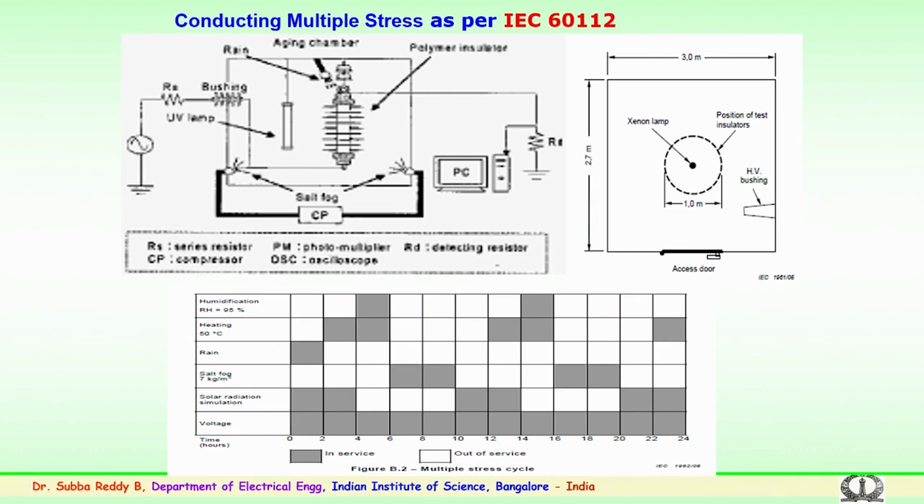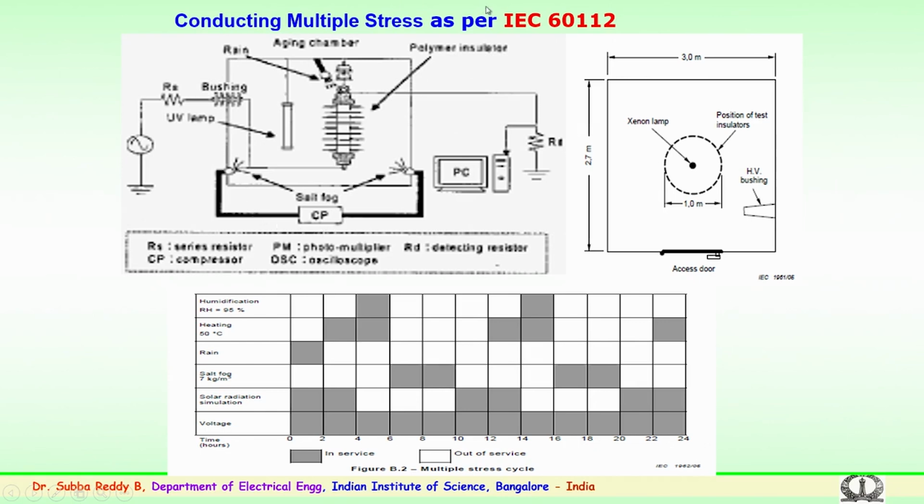So, after the rotating wheel aging experimentation, further multiple stress experimentation is carried out. Multiple stress is an important experimentation which is typically carried out for a very long period of time. Say, as per the initial standards mentioned, the experimentation has to be carried out for 5000 hours. So, this is a rigorous experimentation or analysis which is done for the polymer insulator.